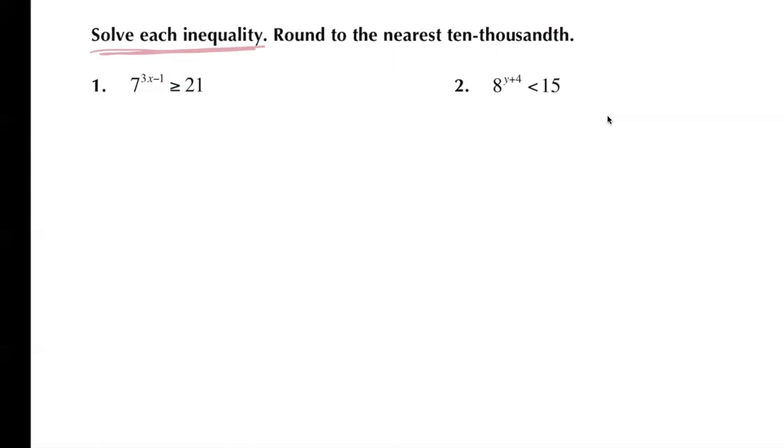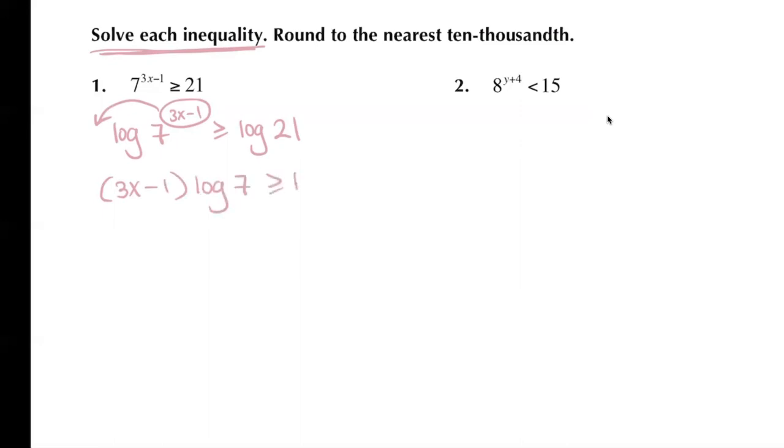I'll show you number 1 just to prove it to you. Okay, so I'm going to log both sides. I'm going to bring down my exponent using parentheses. Now I have 1x already on the left-hand side, so I don't want to distribute the log 7. Instead, I'm going to divide by the log 7, to get me this.